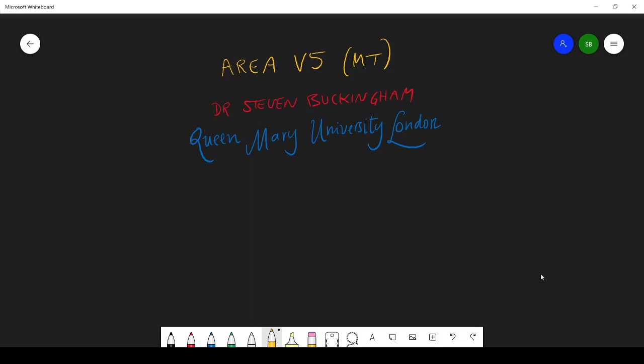Area V5 is part of the dorsal stream of processing. Again, to recap, retina to LGN, LGN to V1, V1 to the dorsal stream and the ventral stream, and V5 is in this dorsal stream.